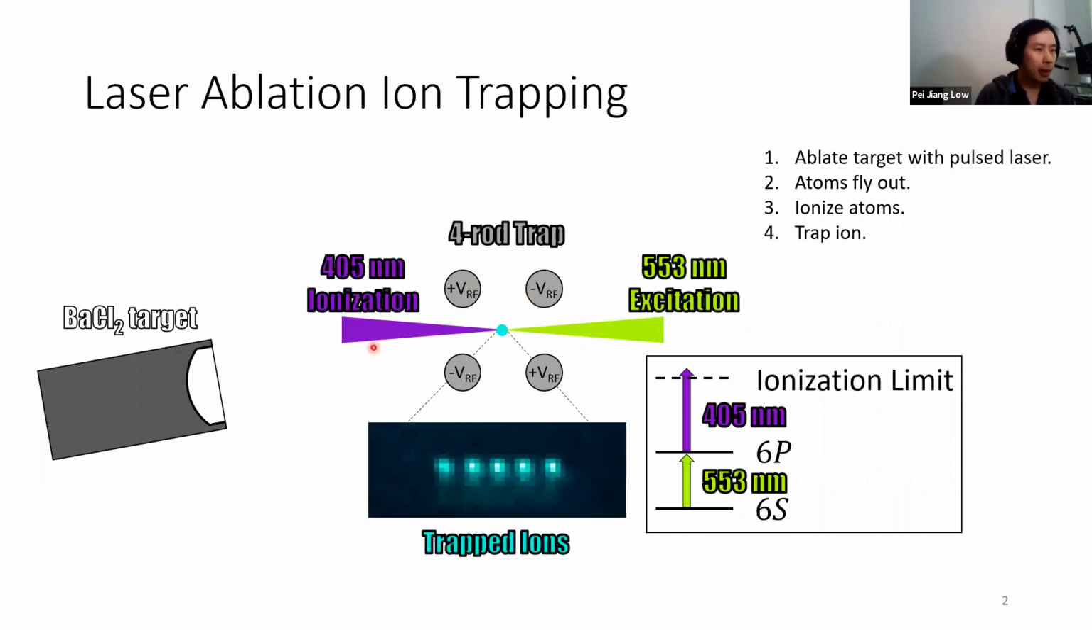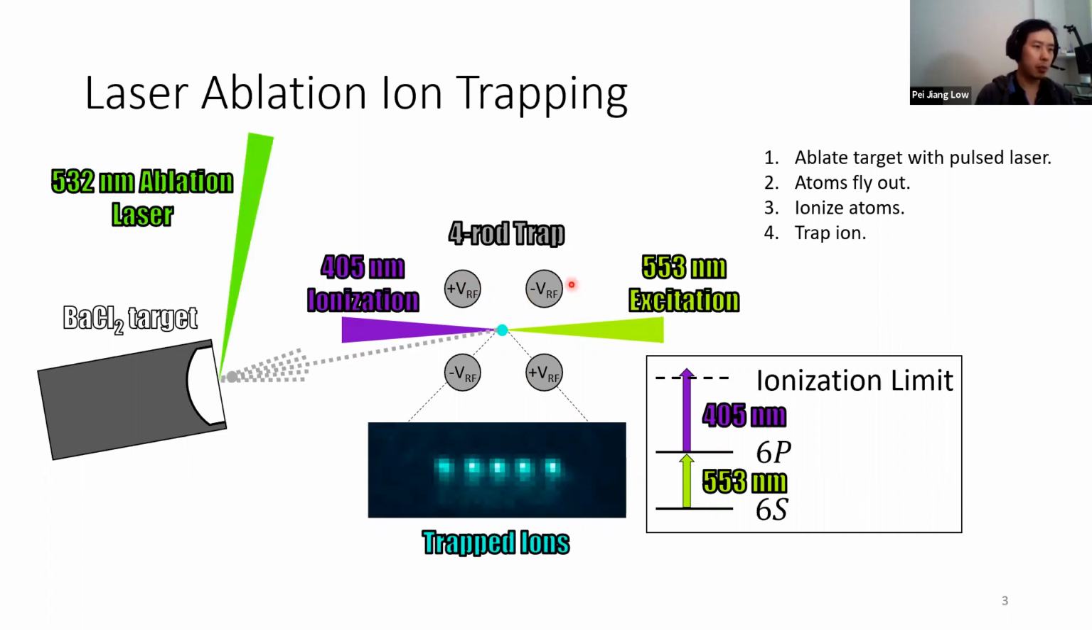This is a picture of what the barium trap looks like in real life, and this is the complete picture. We ablate the target, generate the atom plume, then we ionize it, and then it gets trapped.